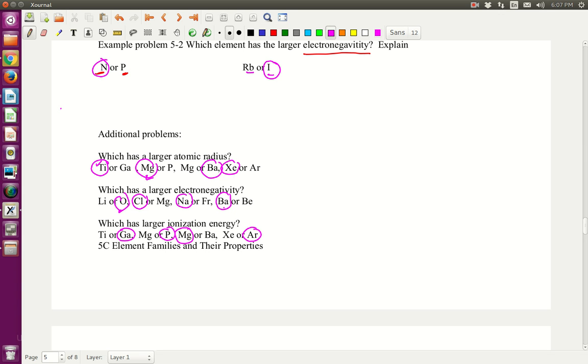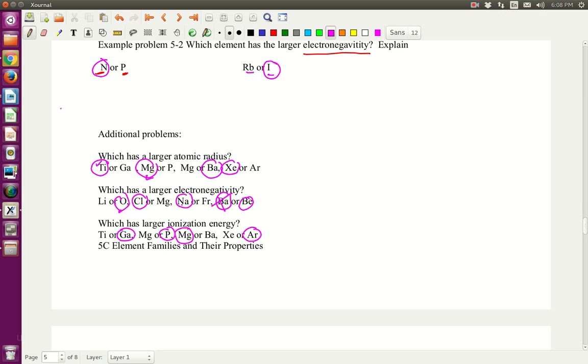Barium or beryllium. Barium has 6 energy levels. Beryllium has 2 energy levels. It's a larger electronegativity because it's smaller. They both have 2 valence electrons. Okay? So now, which one has a larger ionization energy?